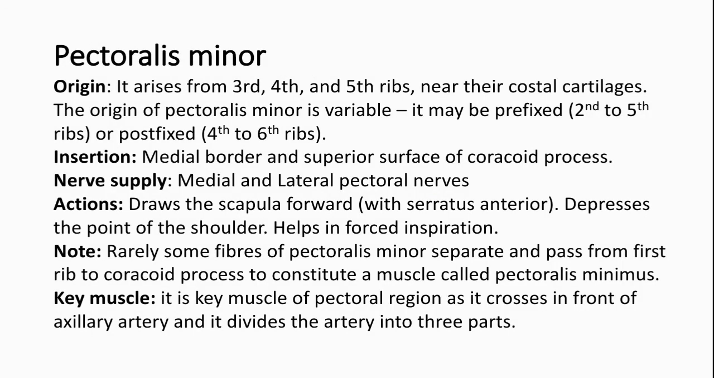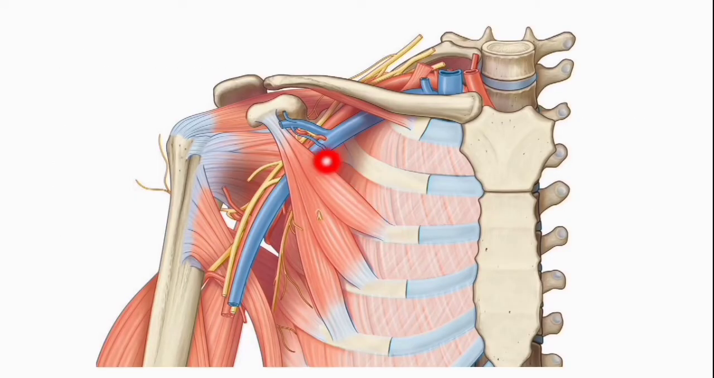Coming to pectoralis minor. Pectoralis minor is a small triangular muscle. It takes origin from 3rd, 4th, 5th ribs near the costal cartilages and gets inserted onto the medial border and superior surface of the coracoid process.